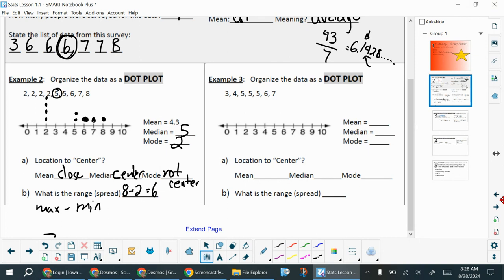What I would do here is an example 3. I would try that yourself and then unpause the video, come back and look at what I did. So if you can, pause it, come back when you're done, and start the video again.